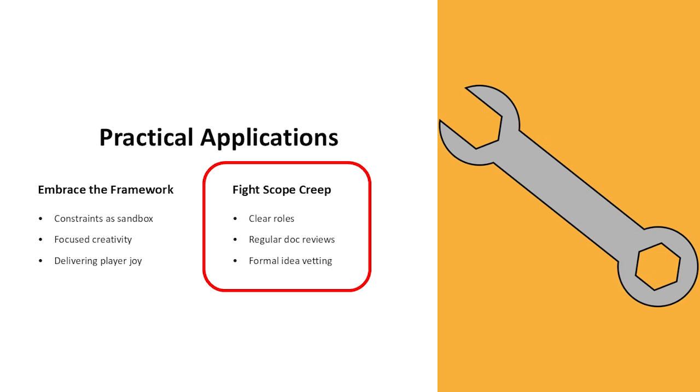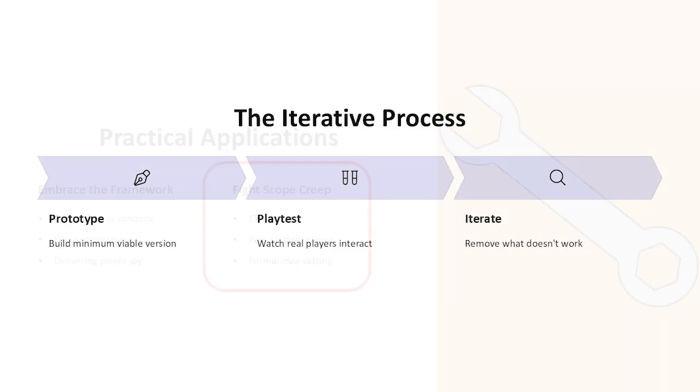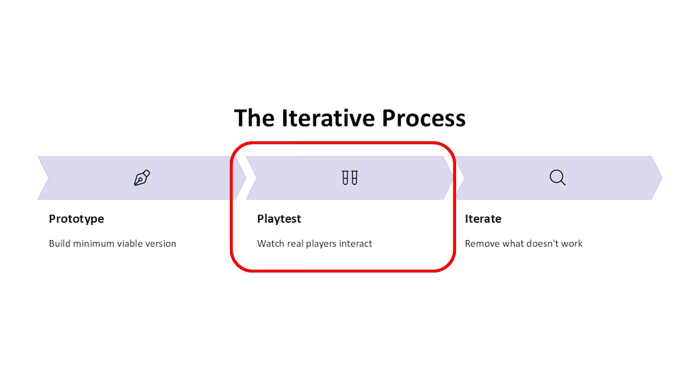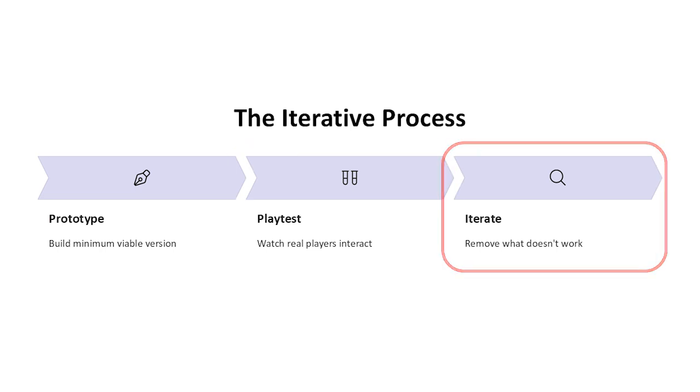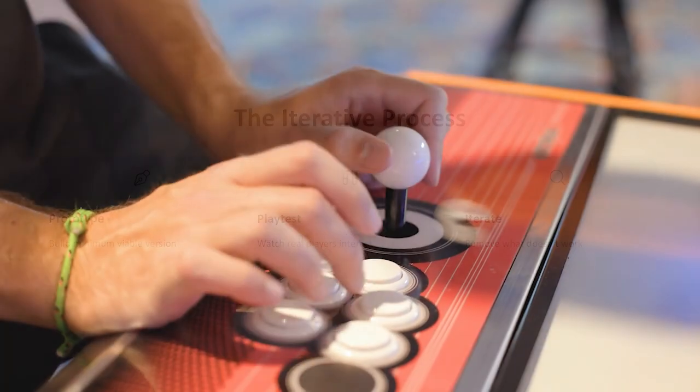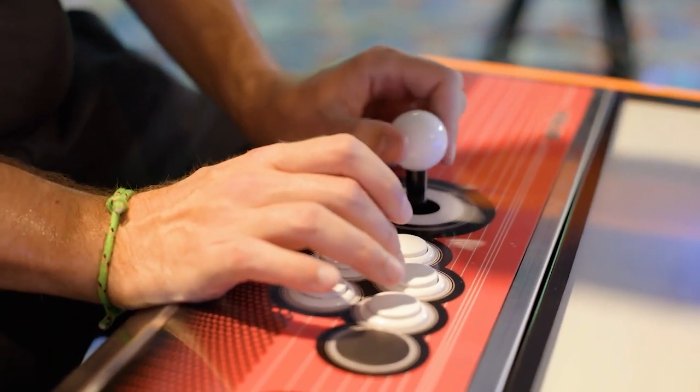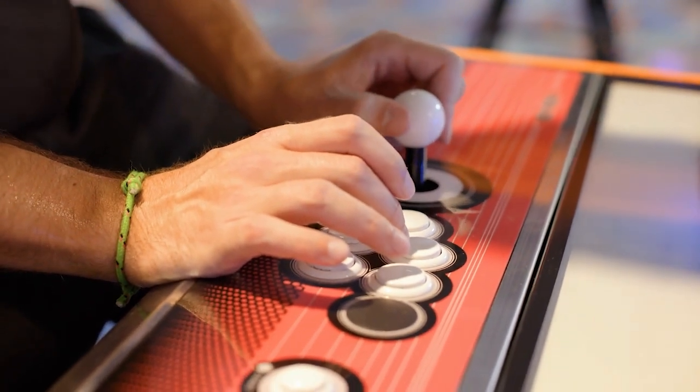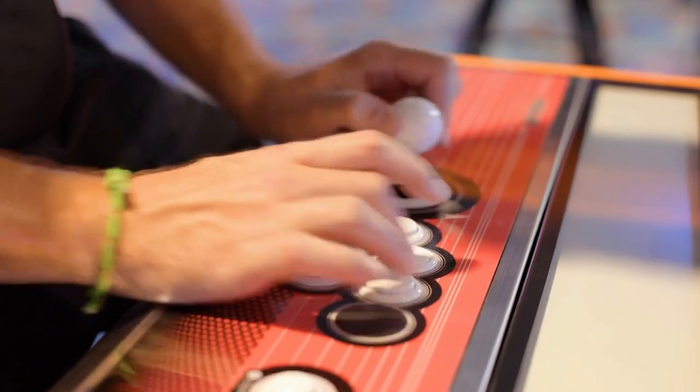Especially if you're working on a team, set clear roles. Revisit your design document regularly. Create a formal way to vet new ideas so every shiny addition doesn't derail your timeline. Finally, don't forget to prototype, playtest, and iterate. It's amazing how many unnecessary features reveal themselves when you watch players actually interact with your game. You might realize a certain mechanic just bogs things down, or that by removing a component, you see that the core loop shines even brighter.